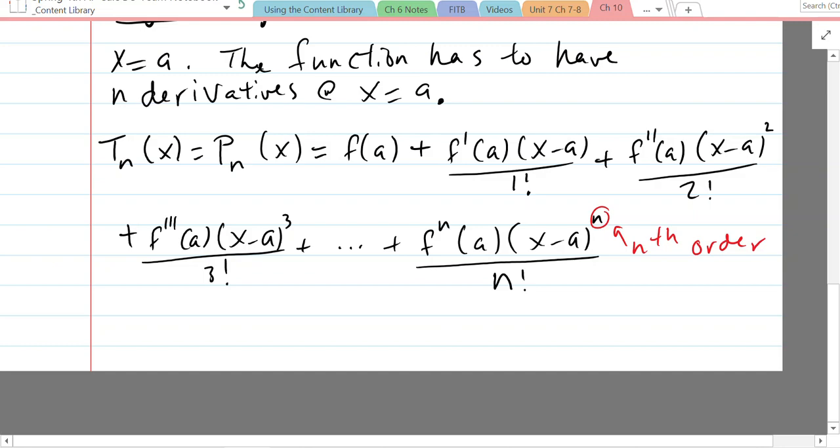Okay. So it's nth order derivative and nth degree. Actually, let me rewrite that. Over here, this is the nth order derivative. And this is the nth degree polynomial.